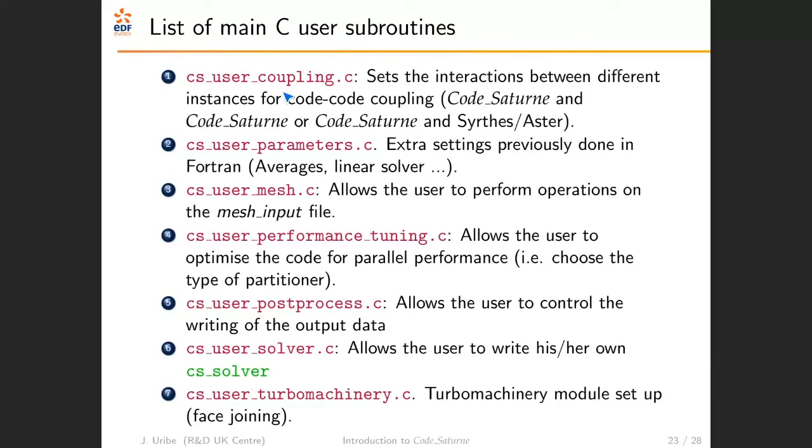Here are some of the more important examples. You have user coupling, where you can couple with other codes or with Saturn itself. You can set the parameters, the same thing that was done in Fortran. You can modify the mesh with something that we will see later. And you can tune the performance by choosing different parameters to optimize the runs on the machine that you're using. And some others are post processing, the solver and the machine.